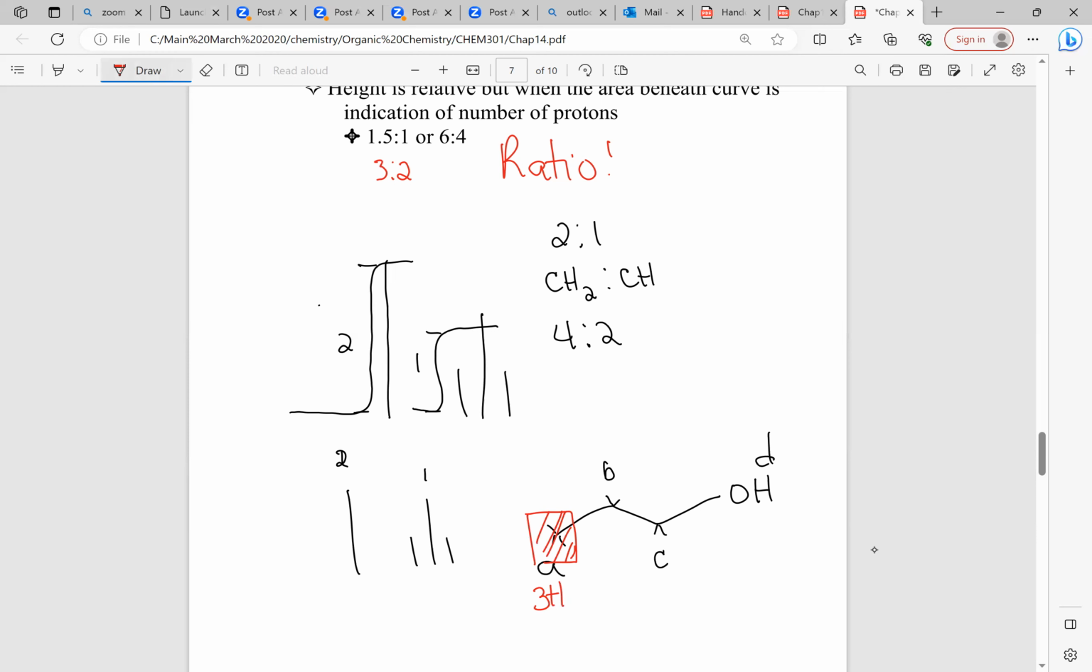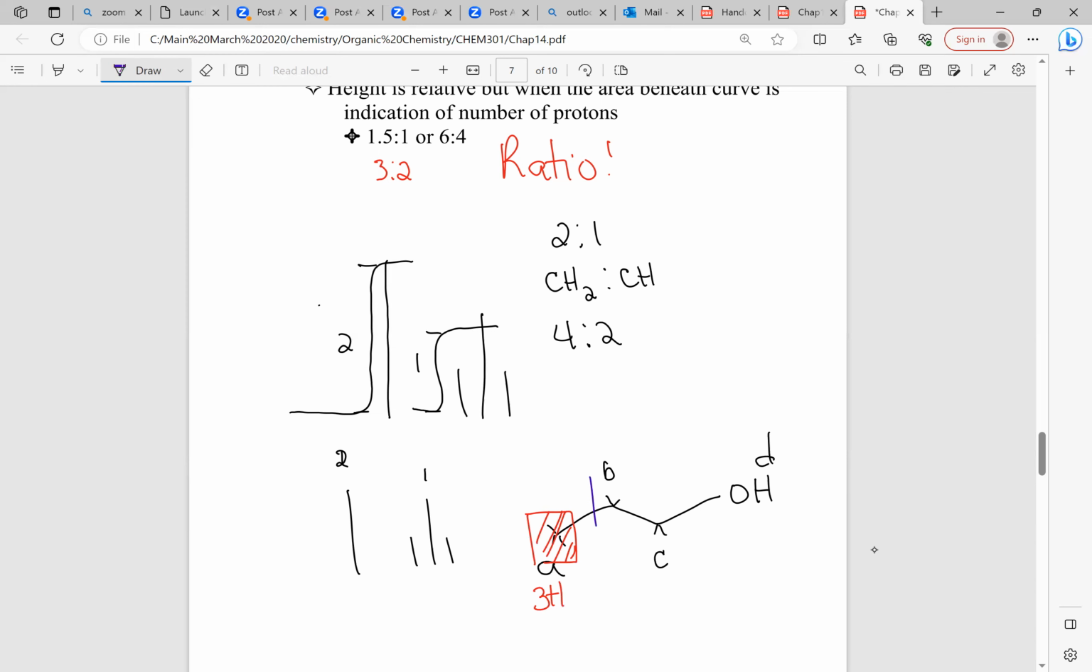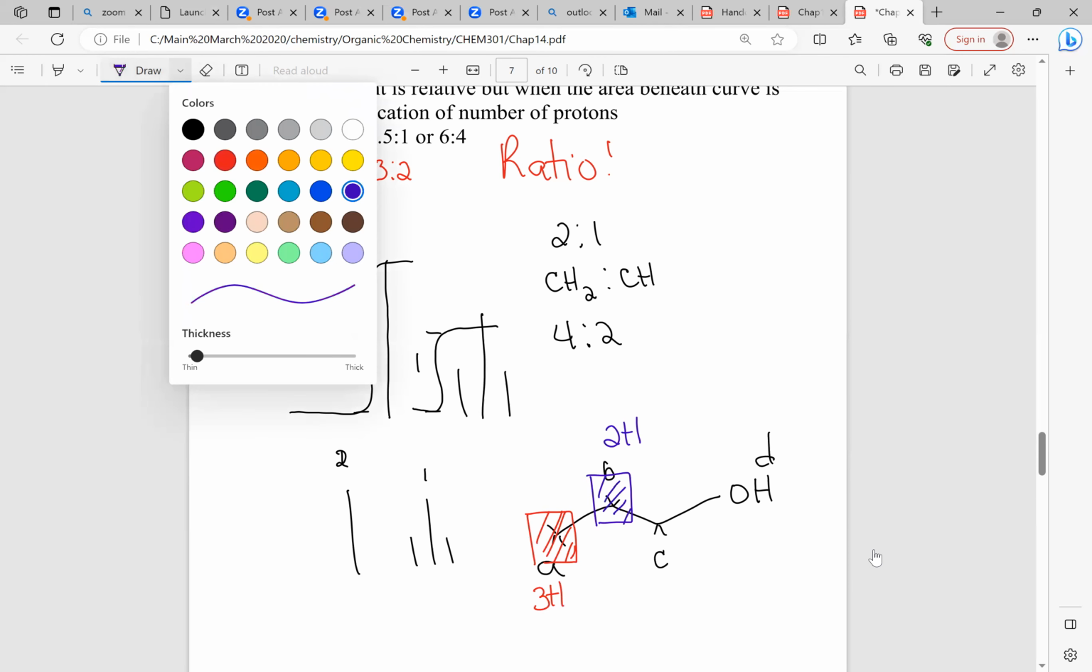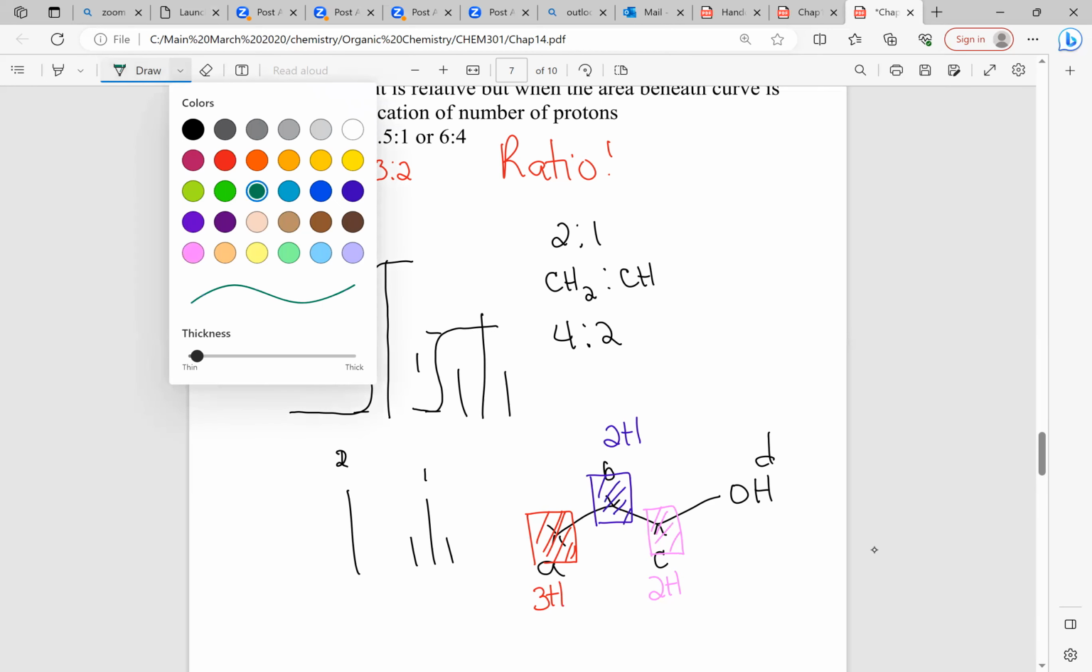Change colors. Let's try that color. This one, if you picture what's under there, is 2 hydrogens. Ooh, let's do pink. This one is also 2 hydrogens. And then don't forget that hetero hydrogen on the oxygen, and we'll do that one green.